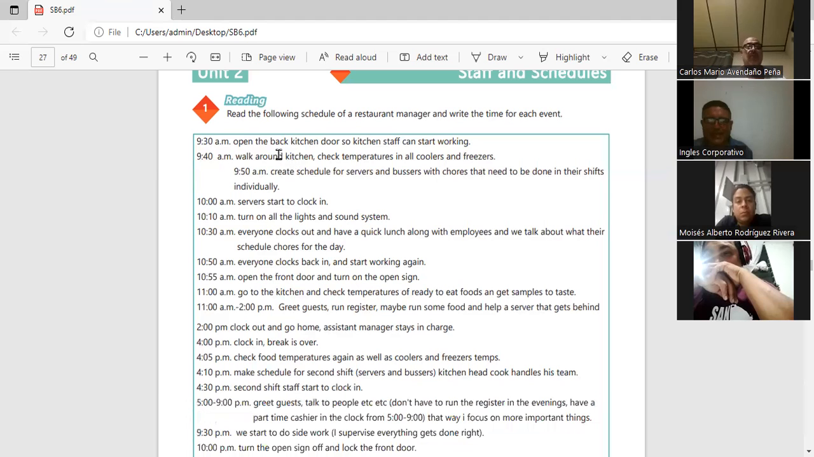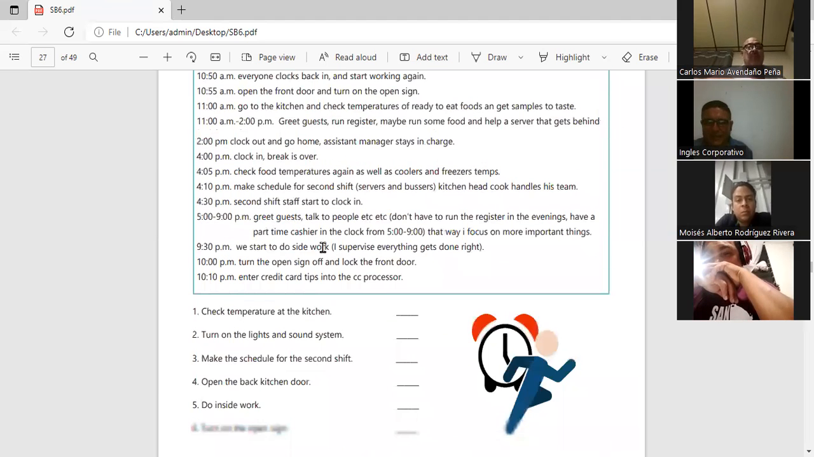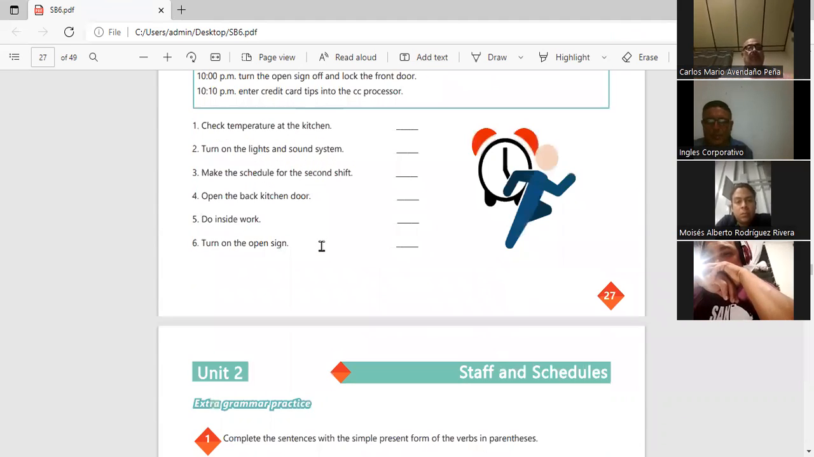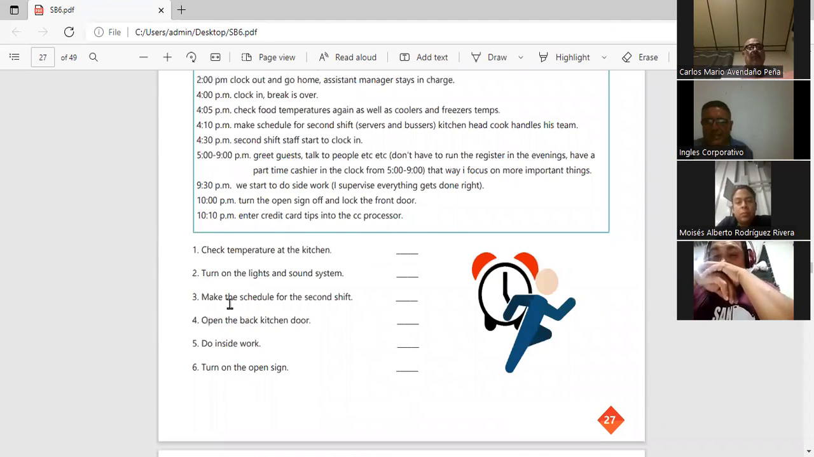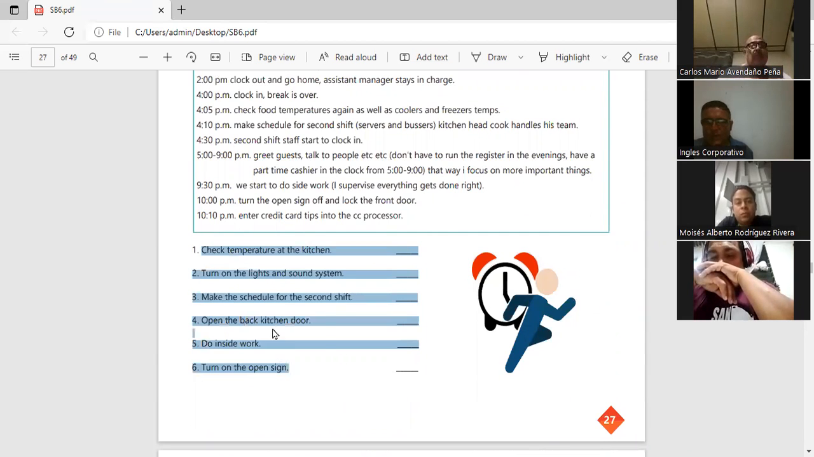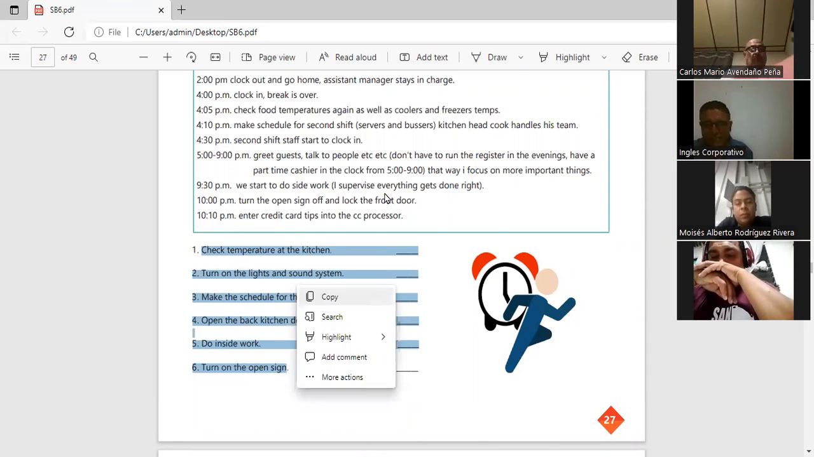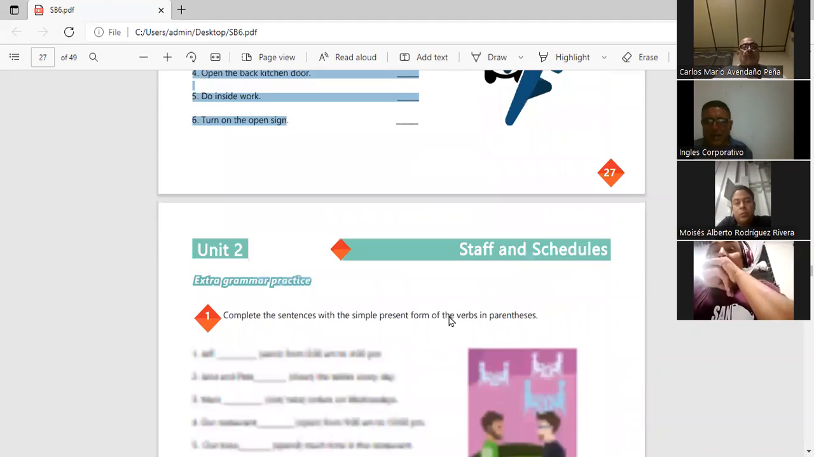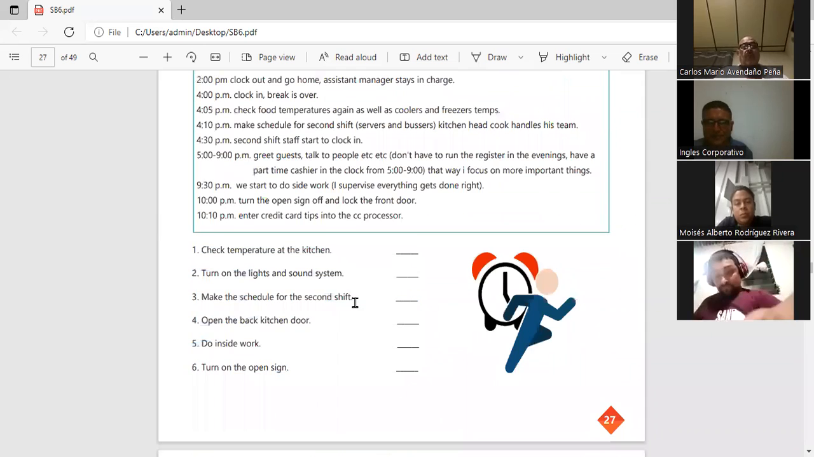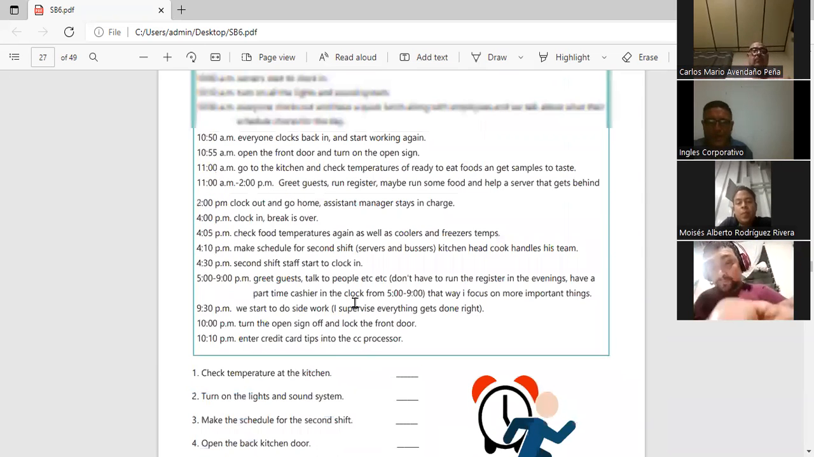Como puede ver, está lleno de eventos y de diferentes horas. Entonces, this is what you will do. You will read the document, and your mission is to find out a qué hora sucede esto que está en color azul. Check the temperature at the kitchen, turn on the lights and sound system, make the schedule for the second shift, open the back kitchen door, do inside work, and turn on the open sign. Okay, are the instructions clear, people? Yes, teacher. Okay, go ahead, please.